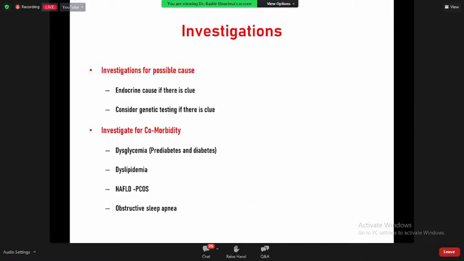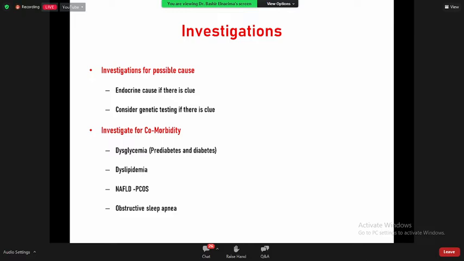the cause. Investigation: when you come to investigations, you have to categorize your thought. You have to do investigation looking for the cause, and you have to do investigation looking for the comorbidity. Investigation looking for the cause: endocrine cause if there is a clue. So it is not routine that we need to screen children who are obese for endocrine causes, doing thyroid function and others. No, if from the history and examination there is a clue for an endocrine cause, then you can check the endocrine cause. Consider genetic testing.